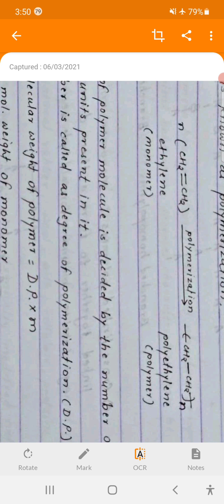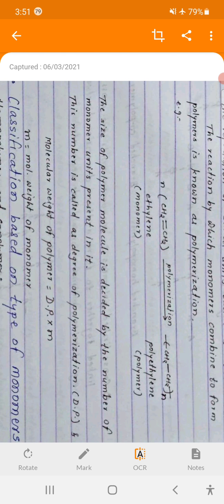Molecular weight of ethylene is already known, that is 2 C means 24 and 4 H, 24 plus 4 means 28 is the molecular weight of a single monomer, that is ethylene. Then what is the molecular weight of this polyethylene molecule, which is polymer? That is n into 28. If there are 300 ethylene molecules joined in a chain, then 300 into 28. If 200 join together, 200 into 28, like that.